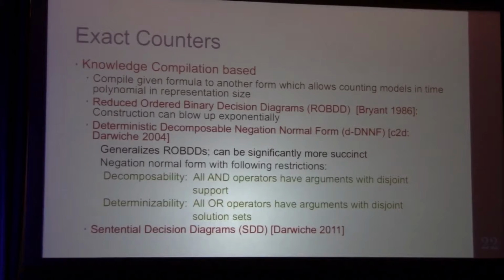Then there are also more recent things like deterministic decomposable negation normal form. This is really a negation normal form with some additional properties: whenever you have an AND operator, you know that all the arguments of the AND will have disjoint supports, and whenever you have an OR operator, all the arguments will have disjoint solutions. So this allows you to count the solutions a little bit more efficiently. And more recently, there have been other representations called sentential decision diagrams, and several papers based on those, which also make it easier to count once you've compiled the formula in this form.